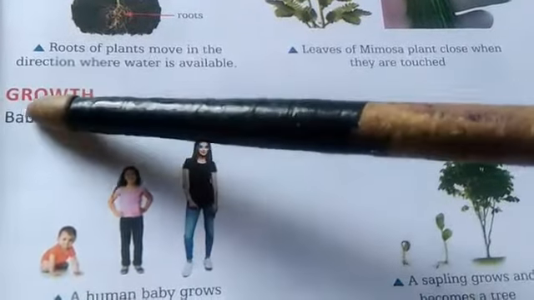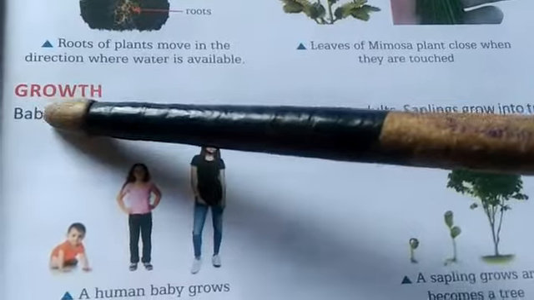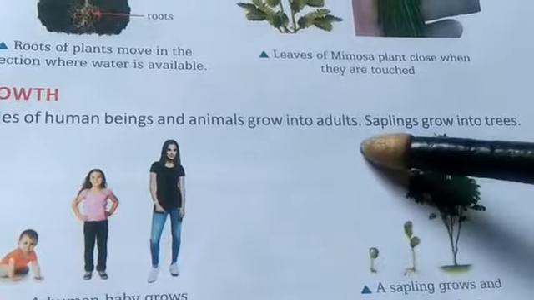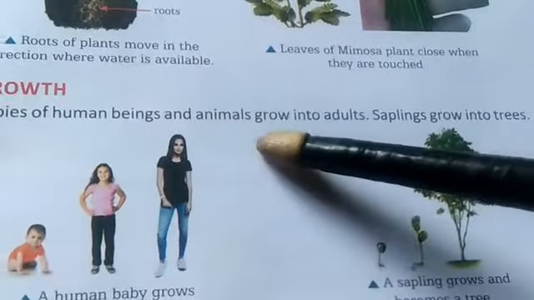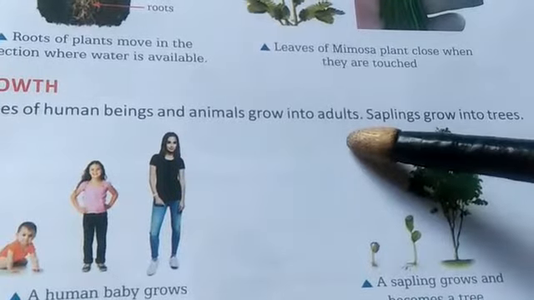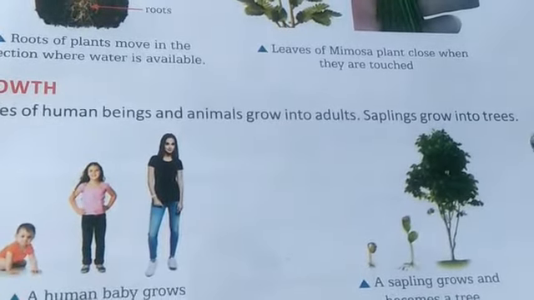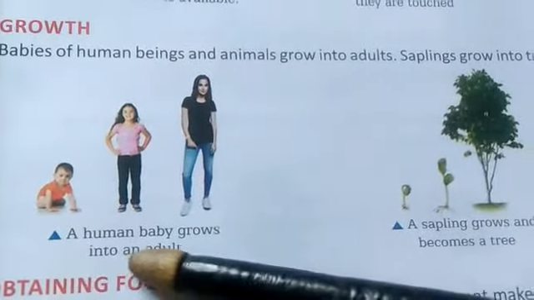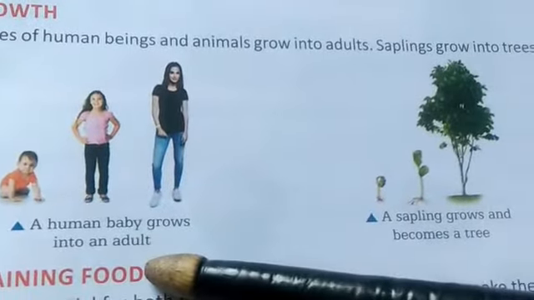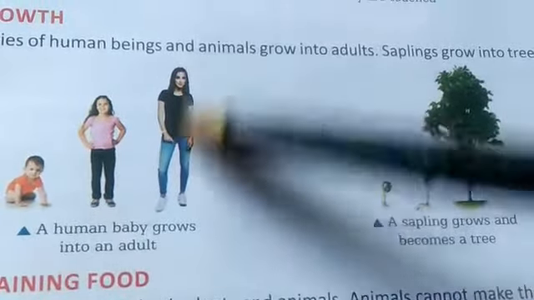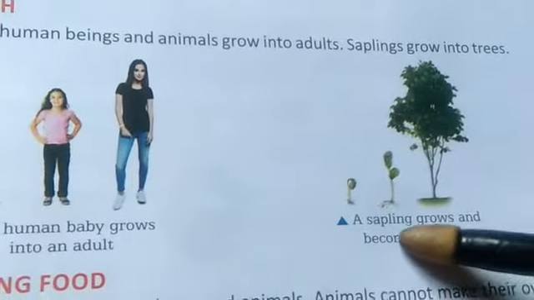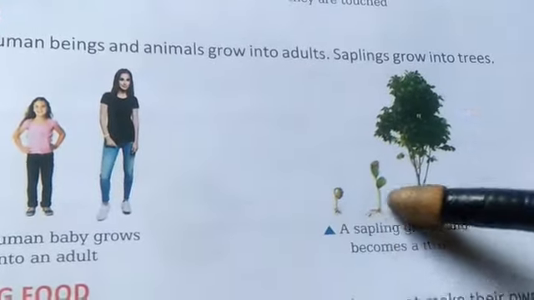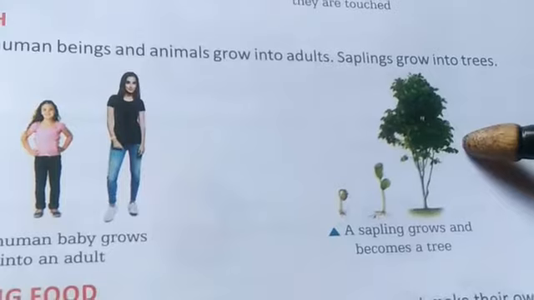Second one, growth. Babies of human beings and animals grow into adults. A sapling grows into a tree. You can see a human baby slowly growing up and becoming an adult. In the same way, a small seed becomes a sapling and slowly, at last, a big tree.